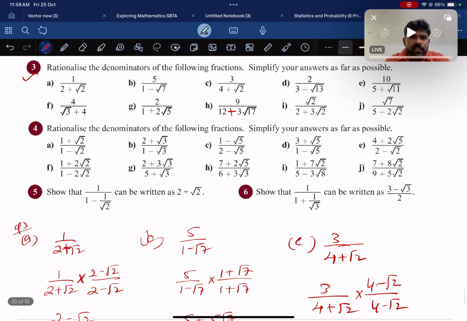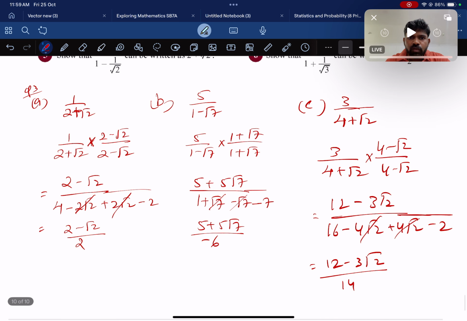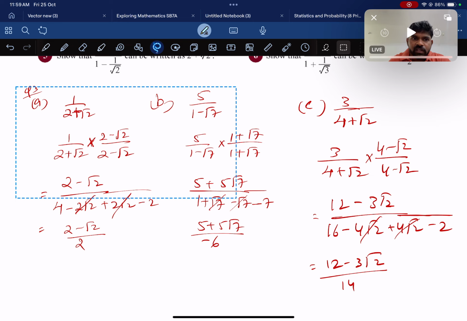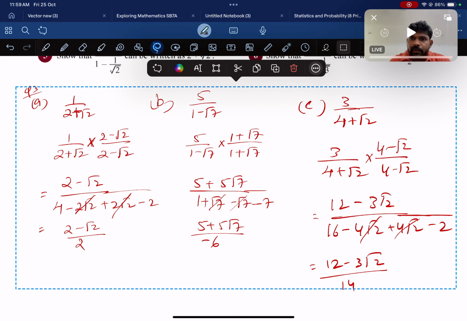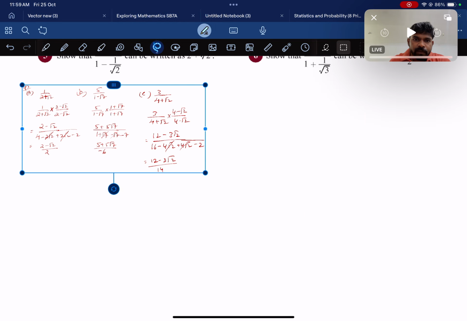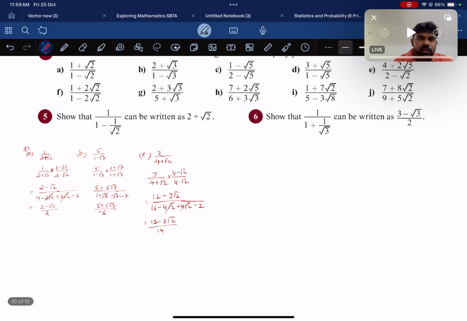The method will be the same, but the numerator is not only a single number, instead we have an extra value given for that. Okay, let's do question number 4. I'm going to make it a little smaller. Let's resize these questions. I'm going to do question number 4 and discuss it with you. So it's 1 plus root 2 divided by 1 minus root 2.